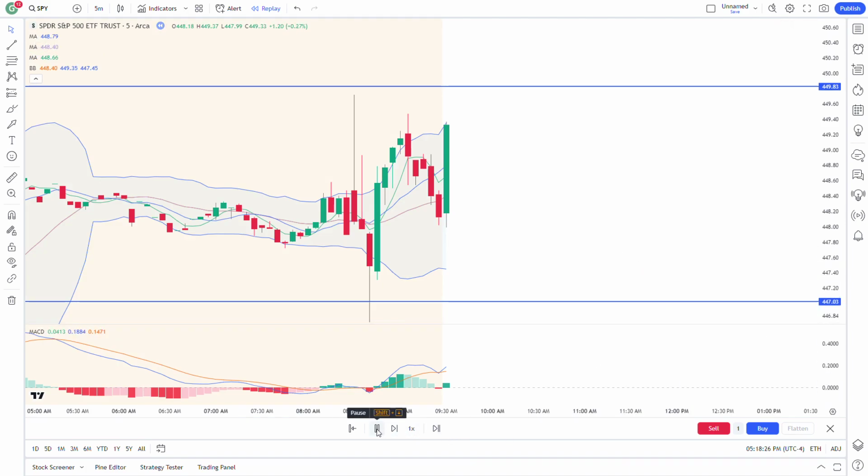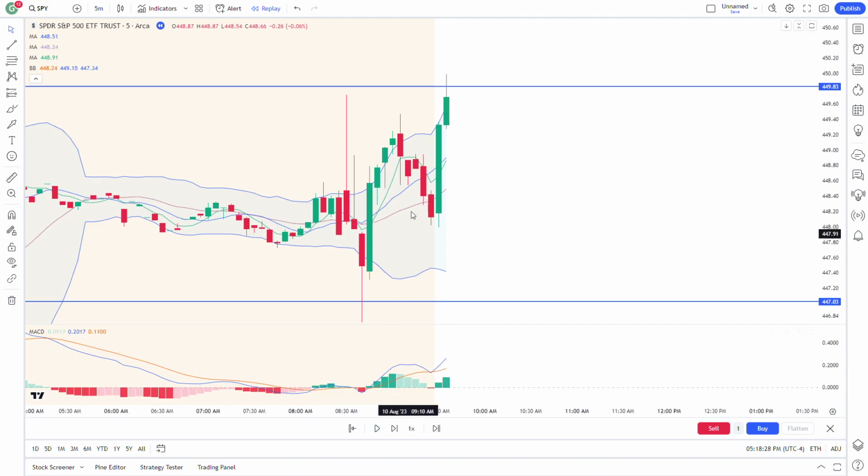So let's catch this second 5 minute candle here, and you can see right there how this candle opened up and pushed higher. That's a sign of strength there, taking out your opening candle right there.